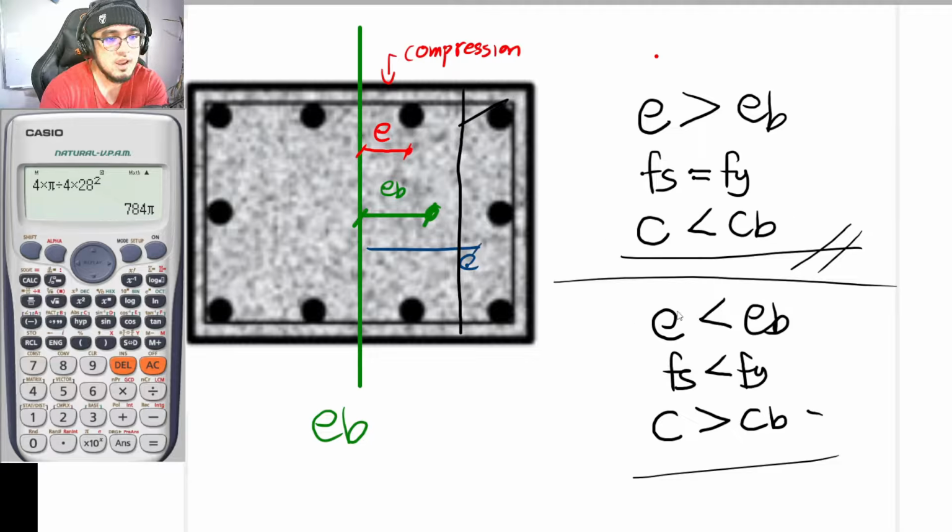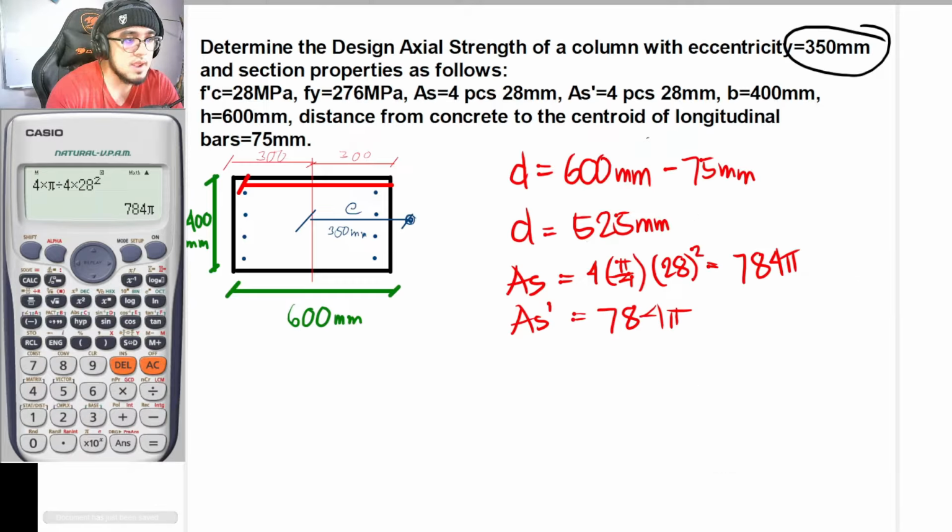And for RE less than E balanced, then RC is now to be greater than C balanced. So let us now solve for the E balanced or the balanced eccentricity. For E balanced, we must solve for CB first. So for the process, I would just be writing them here. So for EB, or let's say E subscript B, we must solve for CB first.